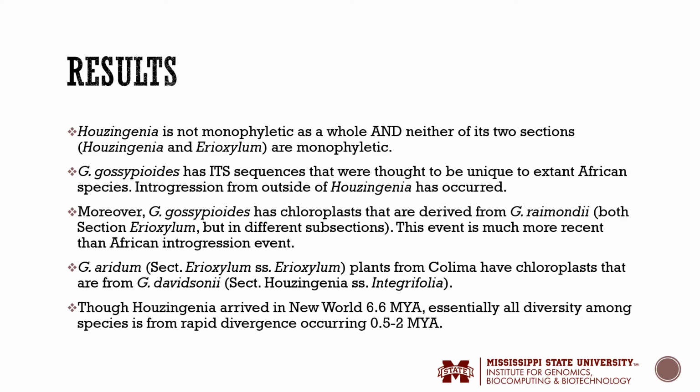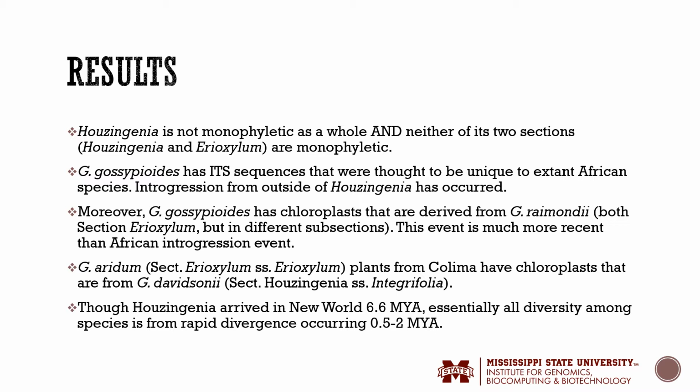So, in conclusion, we found that Houzingenia is not monophyletic. Indeed, neither of its two sections, section Houzingenia and section Caducibracteata, are monophyletic. Also, the D genome species Gossypium gossypioides, not to be confused with the genus Gossypioides, has ITS repeat sequences that were thought to be unique to extant African species. Introgression of DNA from an African species outside of Houzingenia has occurred.